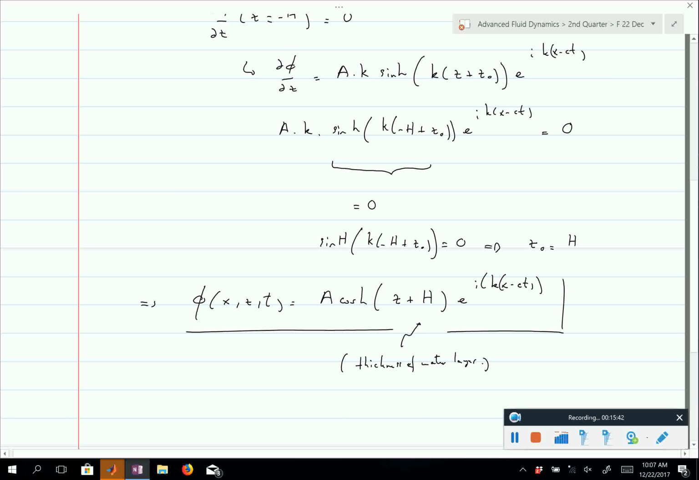Here it's the potential. You take the gradient to get the velocity field. So let me show you briefly what this is. And the nice thing is that this potential satisfies the Laplace equation, and it satisfies our no penetration boundary condition at the bottom. And you'll see that this already looks like a wave.